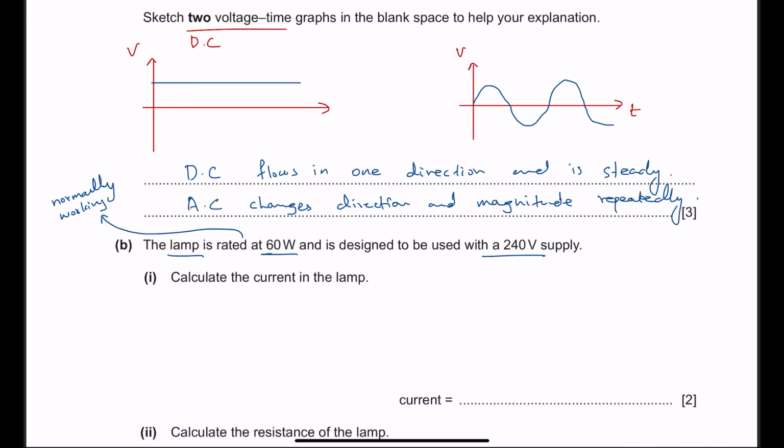So for that, all you have to do is just use the equation for power, which is current times voltage, and power is 60, current you have to find, and voltage is 240, and therefore the value of the current would be, let's calculate this, that would be 0.25 amperes. Alright, pretty easy.